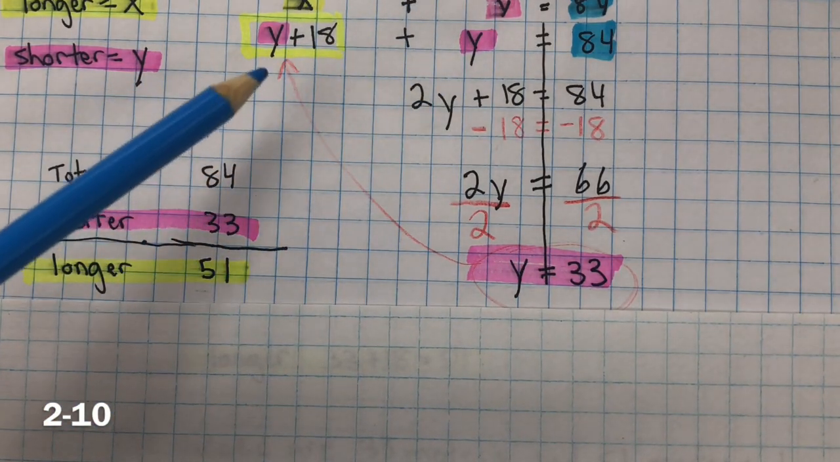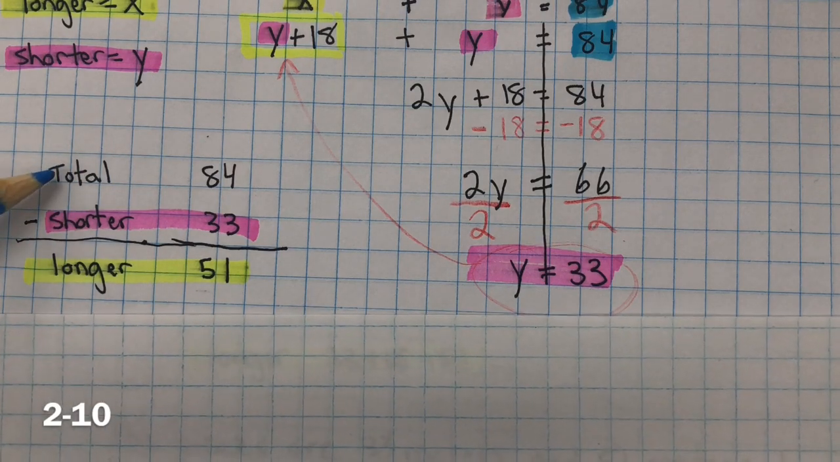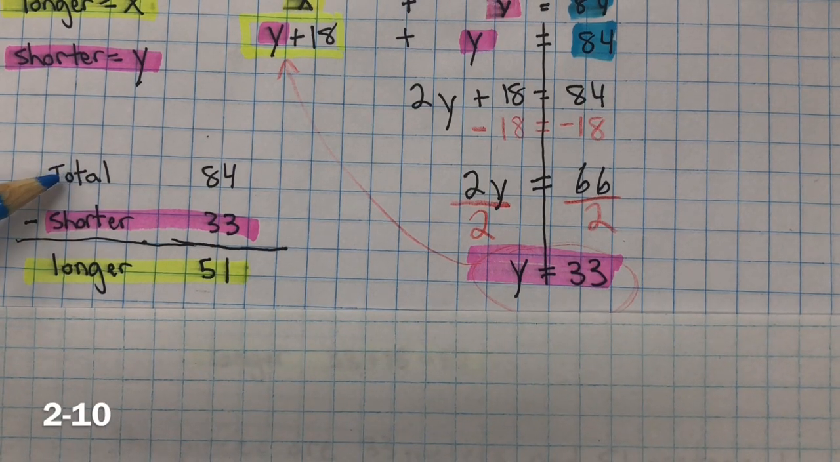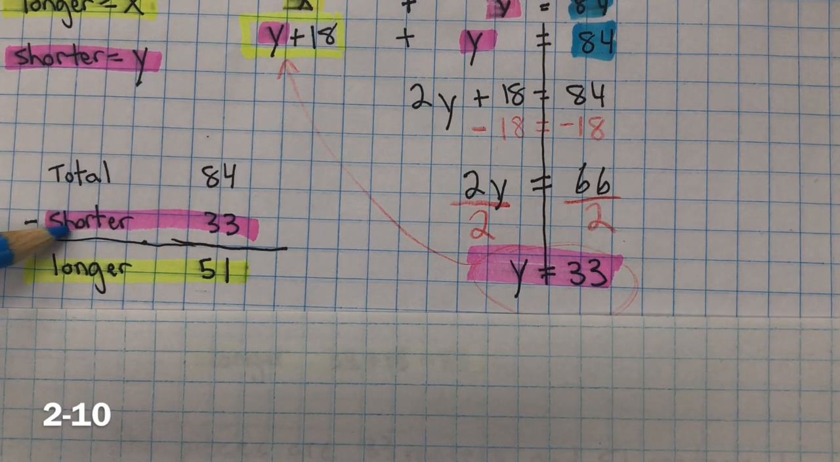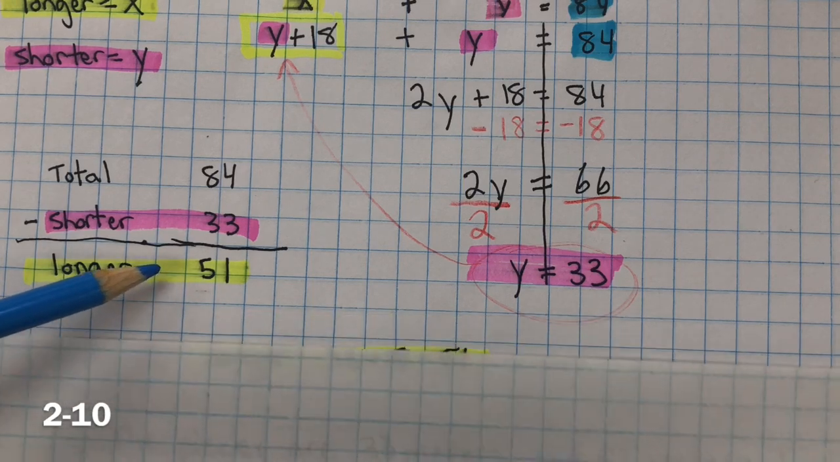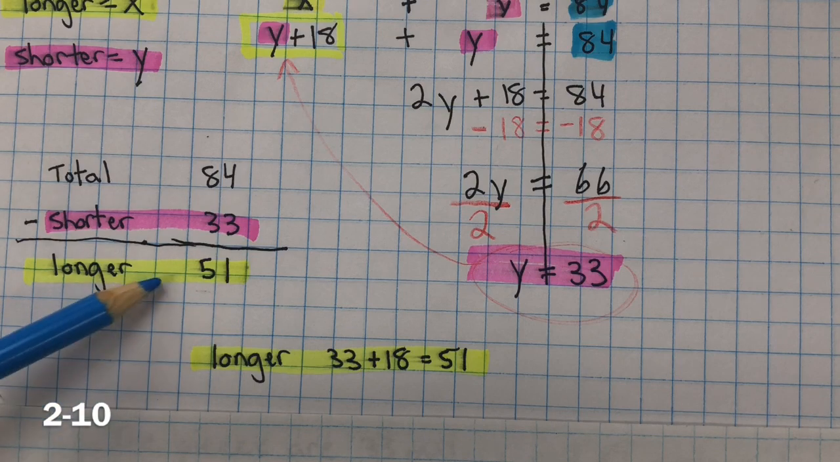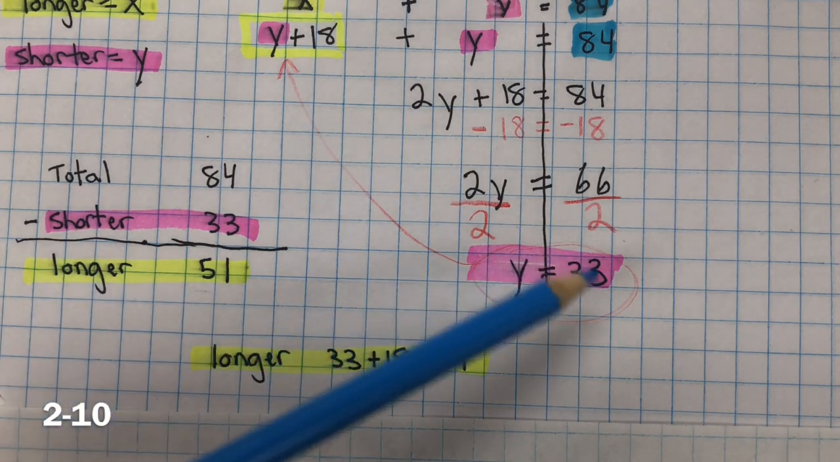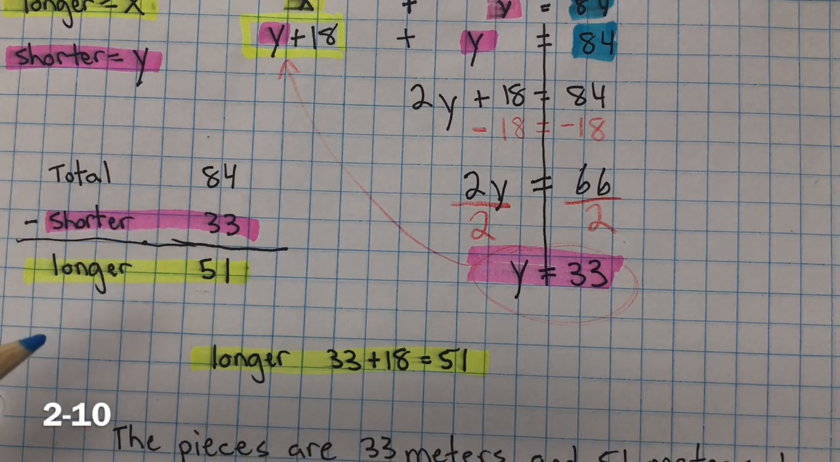So now we need to find out, well, how long is the other piece? So we know that the total of the two is 84. So we're going to subtract the shorter piece. So 84 minus 33 equals 51. So the longer piece is 51 meters, the shorter piece is 33. And if you add those two together, you should get 84.